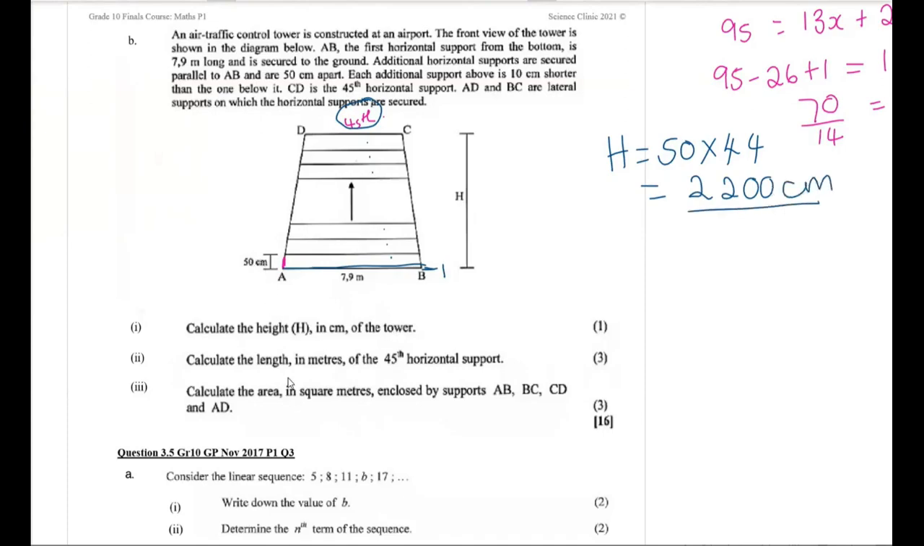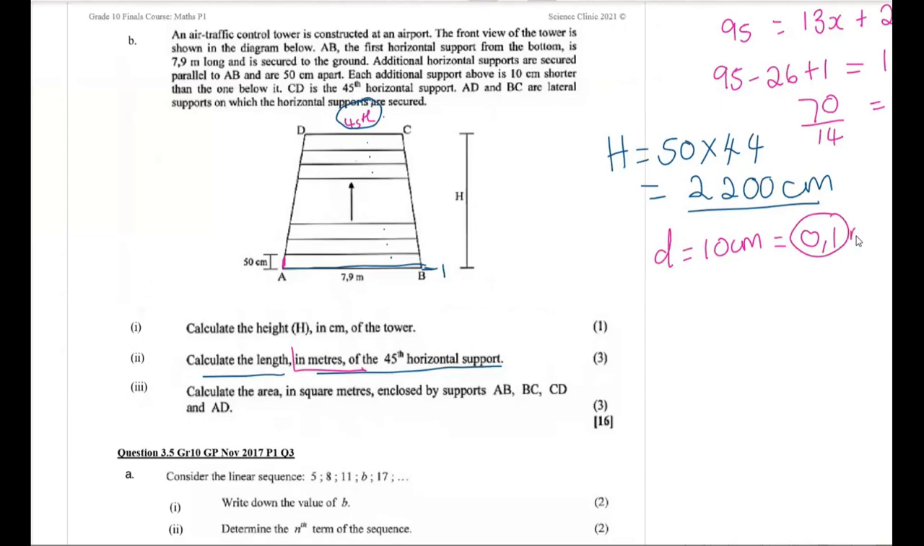Now the next question says, now calculate the length in meters of the 45th horizontal one. So we now want to find DC. For us to do that, what do we need, guys? We need a general formula. Who is D? Let's go to the passage. Find D for me. Right, 10. Thank you, Emma. Centimeters. But because they want it in meters, can we change the centimeters to meters? What would 10 centimeters become in meters?